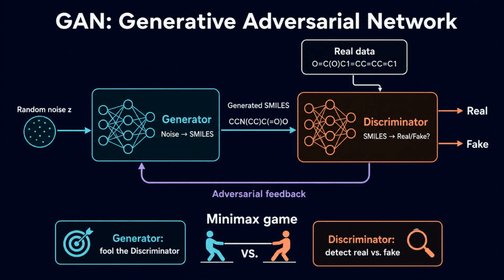GAN, or Generative Adversarial Network, uses two competing networks. The generator creates molecular SMILES from random noise. The discriminator classifies molecules as real from training data or fake from the generator. Adversarial learning means the generator tries to fool the discriminator while the discriminator improves at detecting fakes. Eventually, the generator produces realistic molecules.